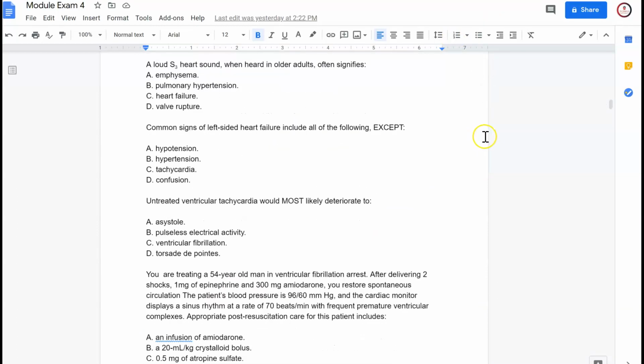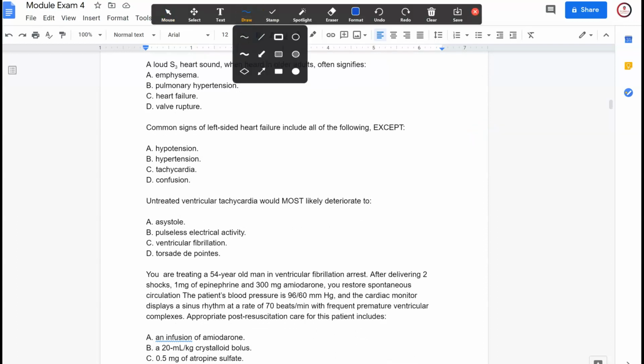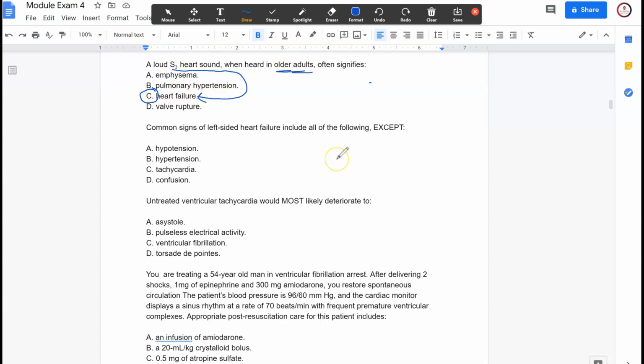Ooh, okay. A loud S3 heart sound when heard in older adults often signifies, and this is a little bit of another memorization, heart failure, right? S3 heart sounds are associated directly with heart failure, especially in older adults.